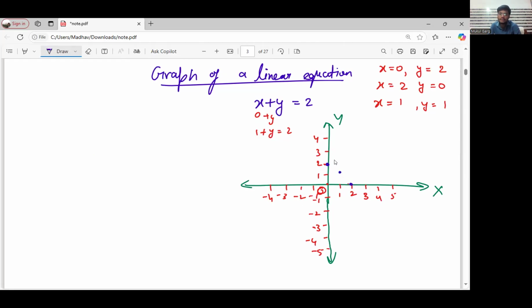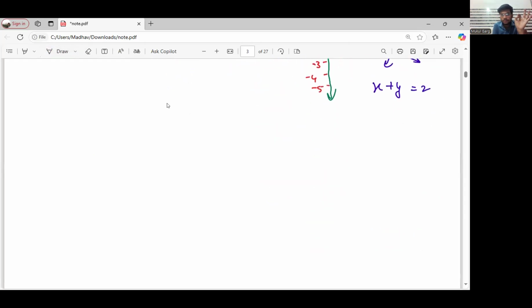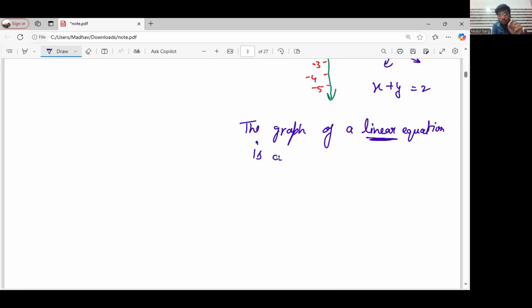If you join these 3 points now, what shape are you going to get? You are going to get a straight line, which is nothing but the graph of the equation x plus y equals to 2. So from here we got that the graph of a linear equation, whether it is 2 variable, 1 variable, 3 variable, but if it is a linear equation, is always a straight line. हमेशा ध्यान रखिए, it's always a straight line.